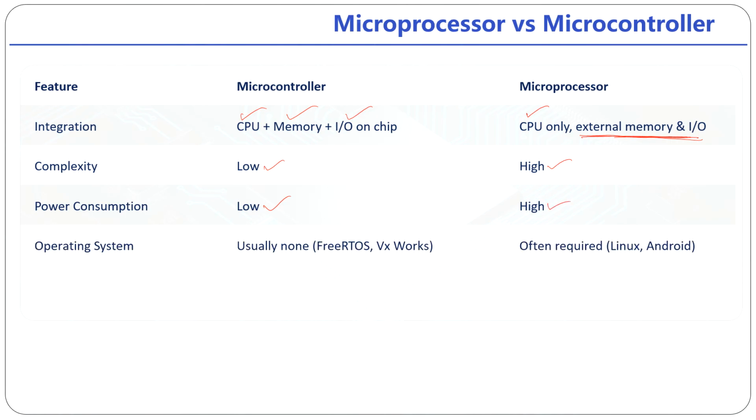Operating system: usually none for a microcontroller, but sometimes we may use FreeRTOS or VxWorks. But for microprocessors, we may use Linux, Windows, or Android operating systems. And cost. The cost of a microcontroller is very low. They are available for around $10, whereas microprocessors are very costly. The minimum cost is almost 10,000 rupees.